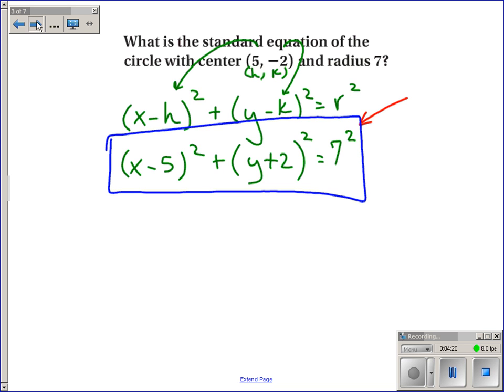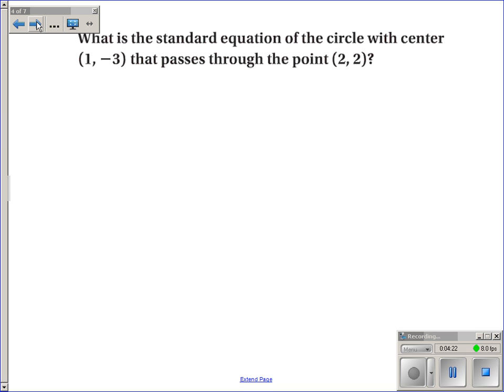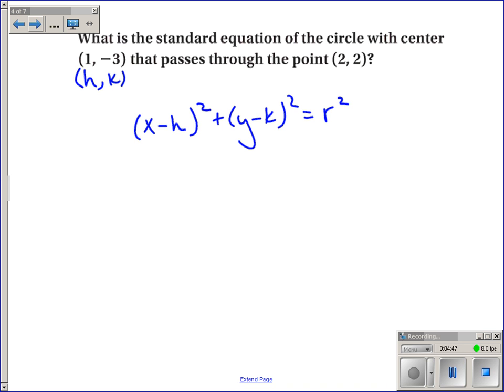Okay, next question. What is the standard equation of the circle with center (1, -3), again this is h and k, that passes through the point (2, 2)? Okay, now they didn't give us a radius, but we can use this information to find the radius. Okay, again the formula is x minus h squared plus y minus k squared is equal to r squared. I'm going to plug in this for h and k. I'll do these separate just so it's super clear.